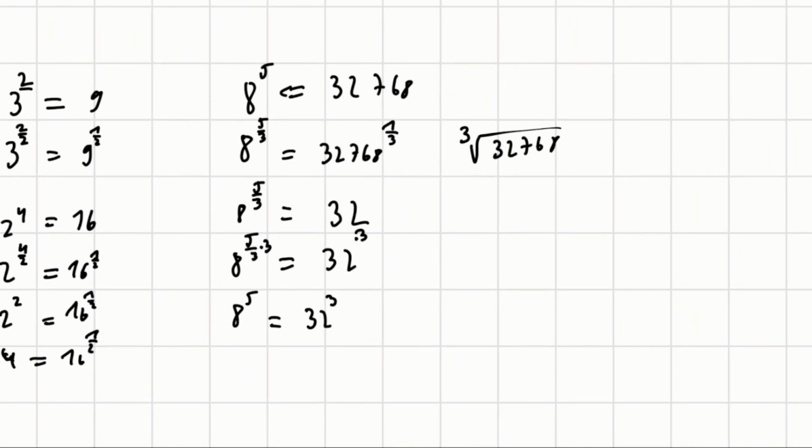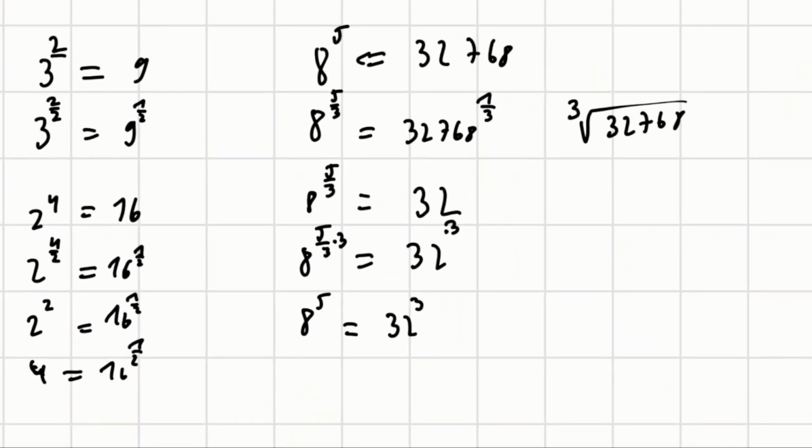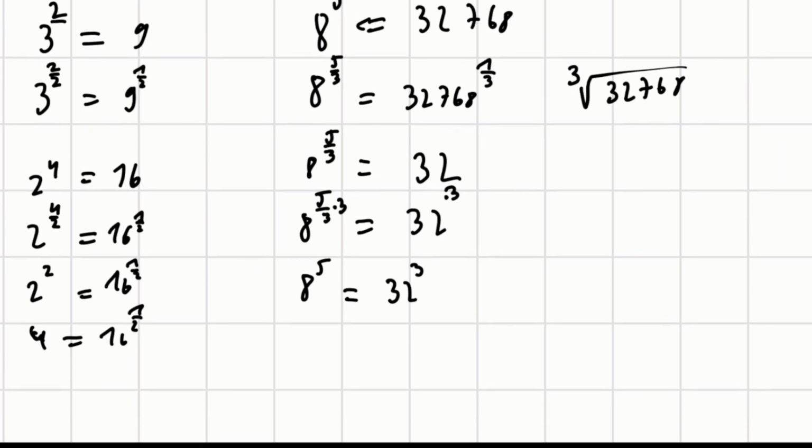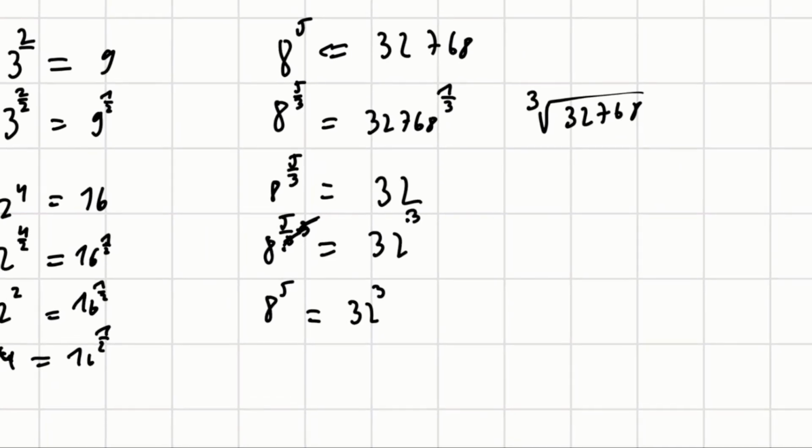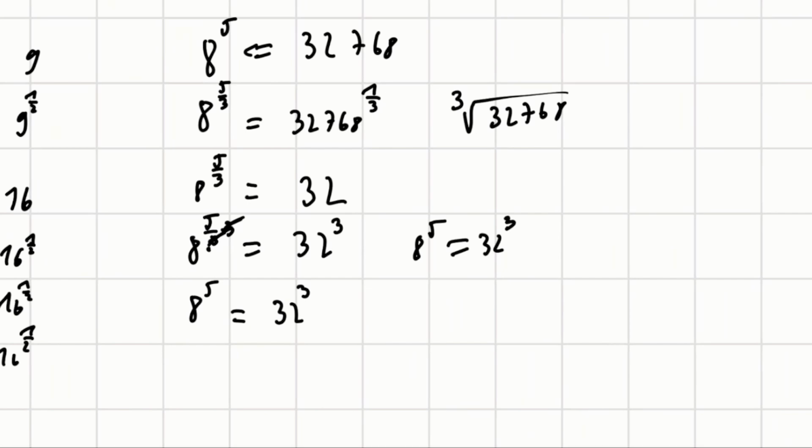Then we know here, this is the third root, and what we get here is actually 32. So we know 8 to the 5th, to the power of 1/3, is equal to 32. We just get back, like deleting the 3 in the exponent. So we just multiply the exponent by 3. Of course, we have to do the same at this side. So we know 8 to the 5th equals 32 to the third. This is correct.